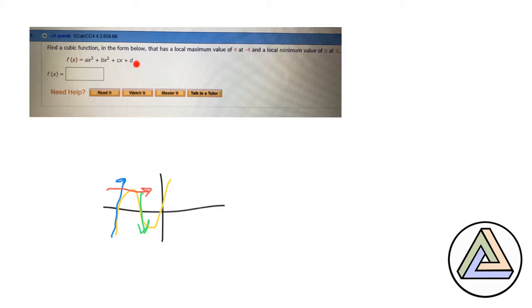So if we were to take the derivative of this function and plug in -4, we would get 0. And if we were to take the derivative of this function and substitute in 3 for x, we would also get 0. Okay, so hopefully that makes sense to my students at least.